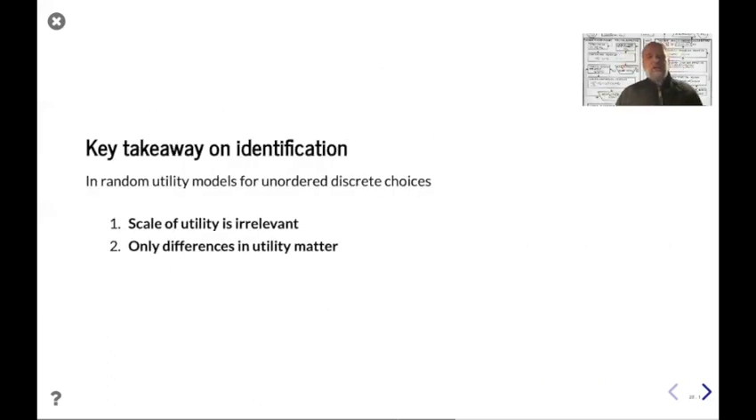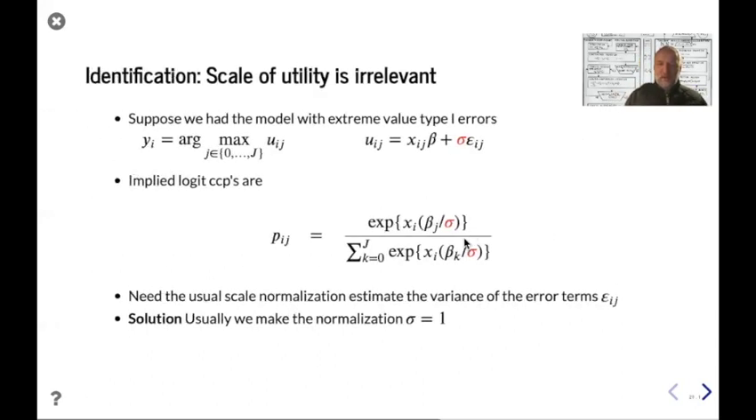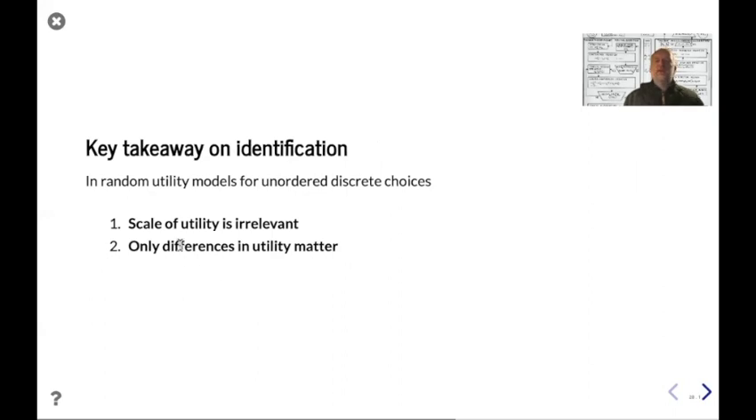So here are the key takeaways on identification in multinomial or discrete choice models that are unordered: the scale of utility is essentially irrelevant, and only differences in utility matter, differences across alternatives. So these are the two key things you have to keep in mind. Regardless of how complicated your model is, these things have to hold.